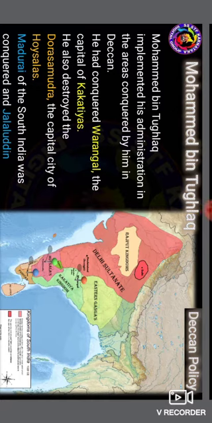Next, in the administration of Muhammad bin Tughlaq, there is the Deccan policy. Muhammad bin Tughlaq administered the areas conquered by him in the Deccan. He had conquered Warangal, the capital of the Kakatiyas. He also destroyed Dwara Samudra, the capital city of the Hoysalas. Madurai in South India was conquered, and Jalaluddin.